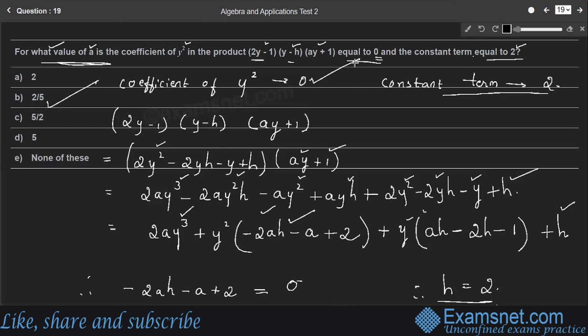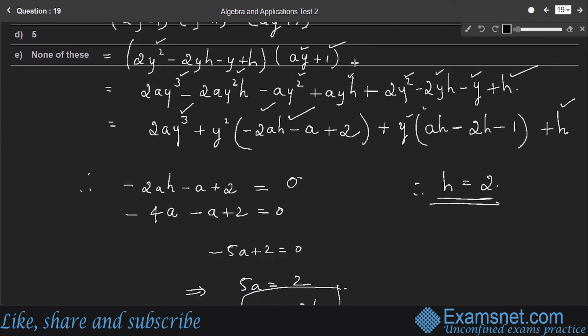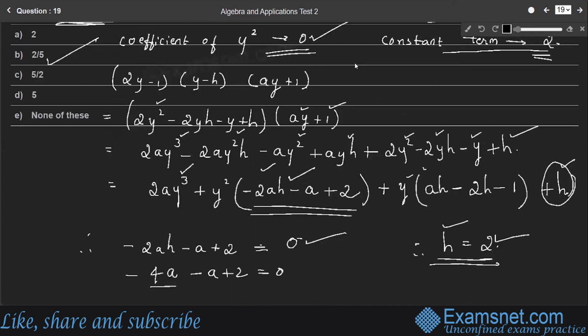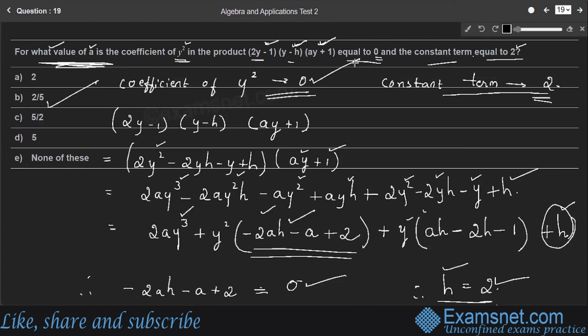So the value of a is asked. Therefore, a is equal to 2 by 5. Here, students, first we are taking the product of the given 3 terms, in which the coefficient of y square is 0, which is already given, and the last term, which is the constant, is equal to 2. So after finding the product, we have h as the last term, which is equal to 2, and the coefficient of y square is minus 2ah minus a plus 2. So we equate this to 0 and substitute the value of h here. You will get the value of a as 2 by 5. Therefore, option B is the right answer.